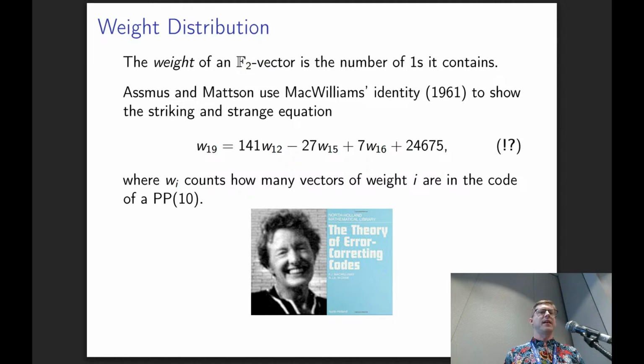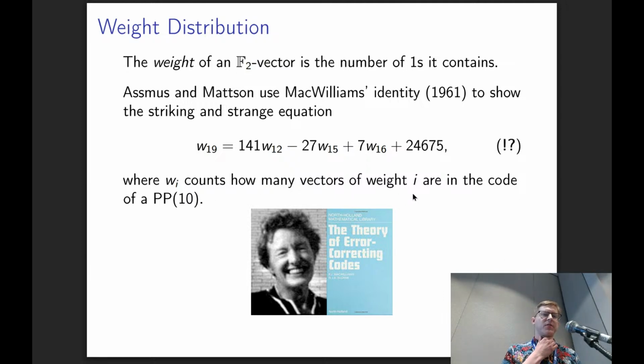So the weight of the 0-1 vector is just going to be the number of 1s in the vector. And these are all 0-1 vectors, right? So it's just basically the row sum. Okay, so that's the weight. And what the weight distribution would be is, you count how many vectors there are of a given weight in the code. Okay, so let Wi count how many vectors there are of weight i.